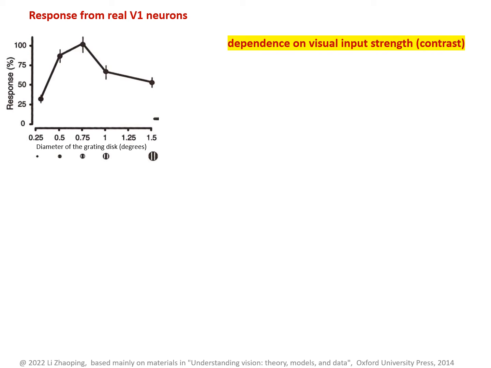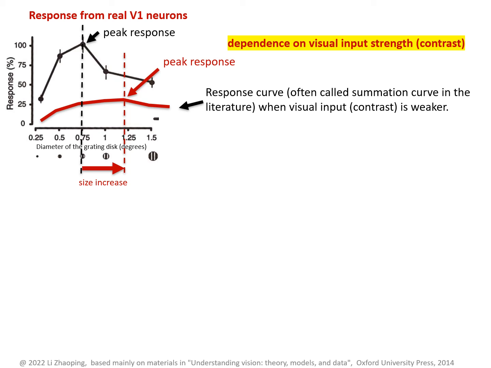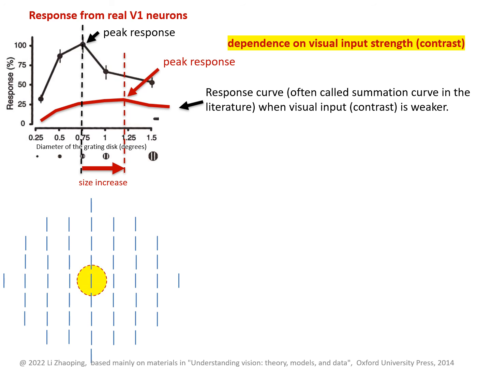V1's contextual influences on neural responses also depend on the visual input strength. A weaker visual input would typically give such a response curve. Not only do the response levels drop, but the peak response is for a larger grating, as if the size of the neuron's receptive field has increased. This is because this neuron's response to the direct input within the receptive field is influenced by not only the iso-orientation suppression from its left and right neighbors, but also enhancement from its collinear or co-aligned upper and lower neighbors.